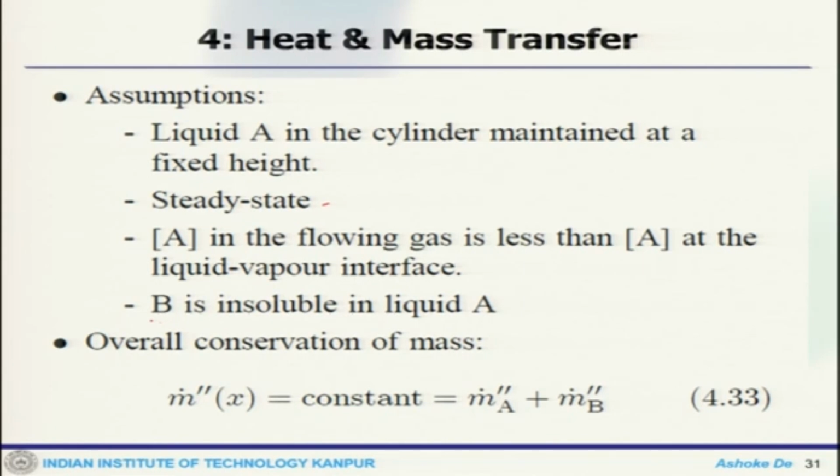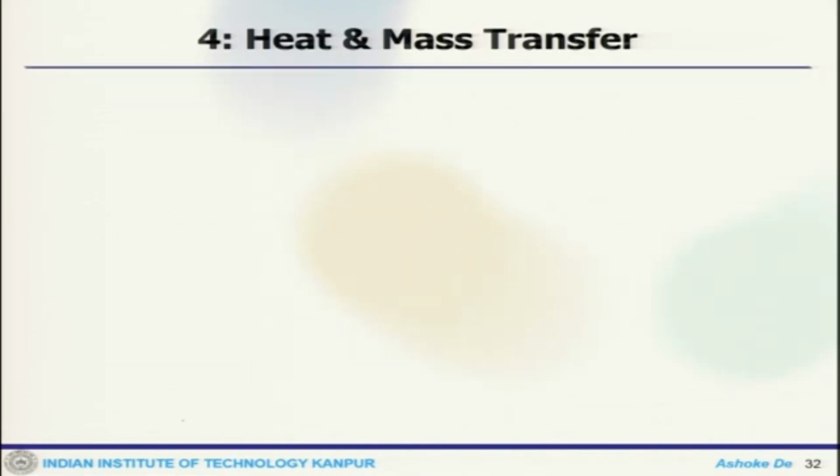Now, one can write the overall conservation of mass, that is m dot x is constant, which is the sum of m dot A and m dot B. So, that is your mass conservation, which is one of the basic fundamental principles. Now, since m dot B is 0, m dot A becomes constant.